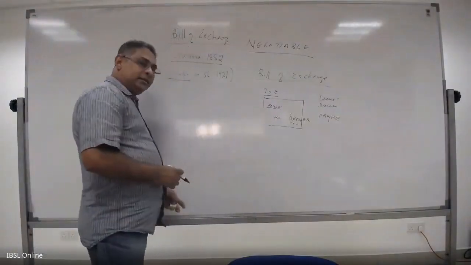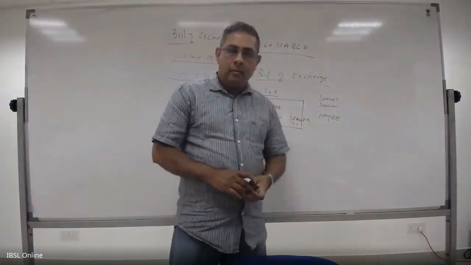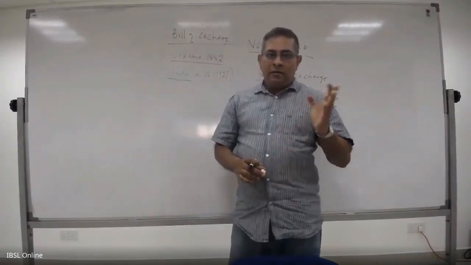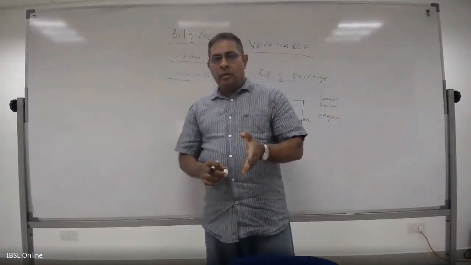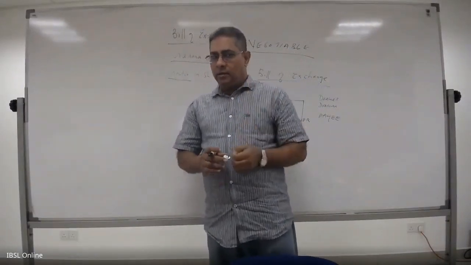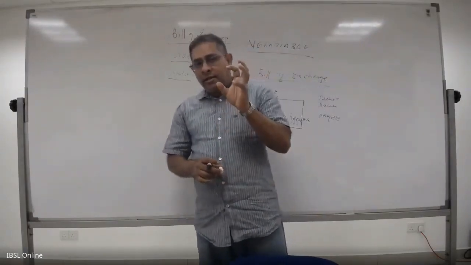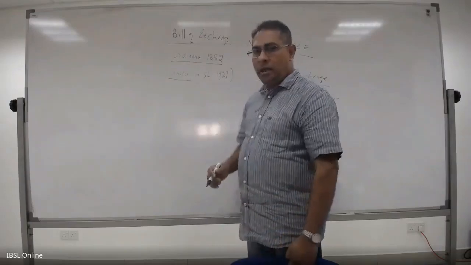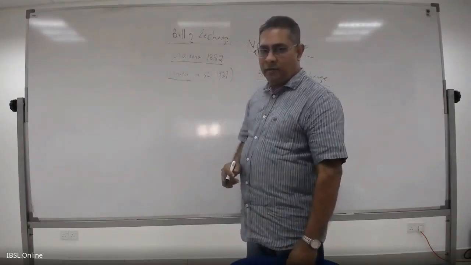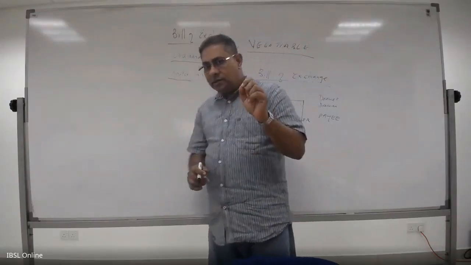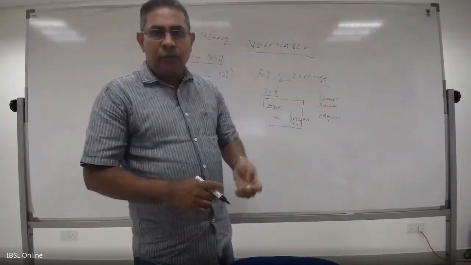So it's an unconditional order in writing, addressed by one person to another, signed by the person who is giving it, that is the drawer. Amount certain in money. You can't be ambiguous when you're writing a bill of exchange. This is one of the reasons that has influenced the check as well.